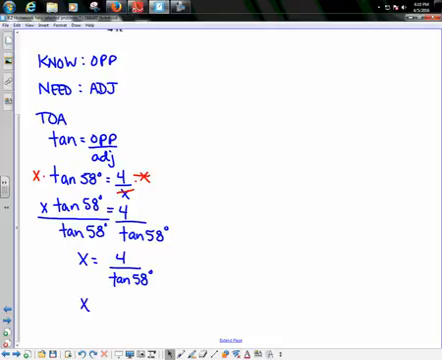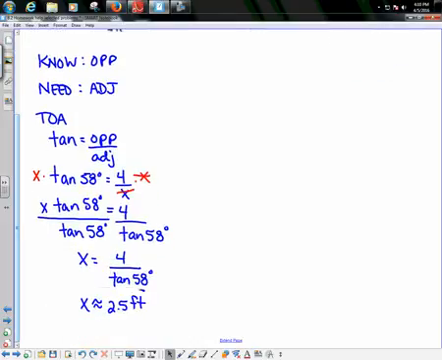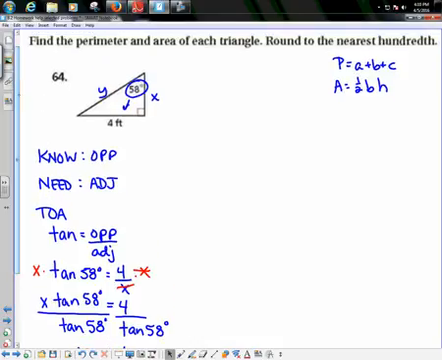So x is approximately 2.5. 2.5 what? 2.5 feet. So that's good to know. I'm actually going to come up top and write that in, 2.5.